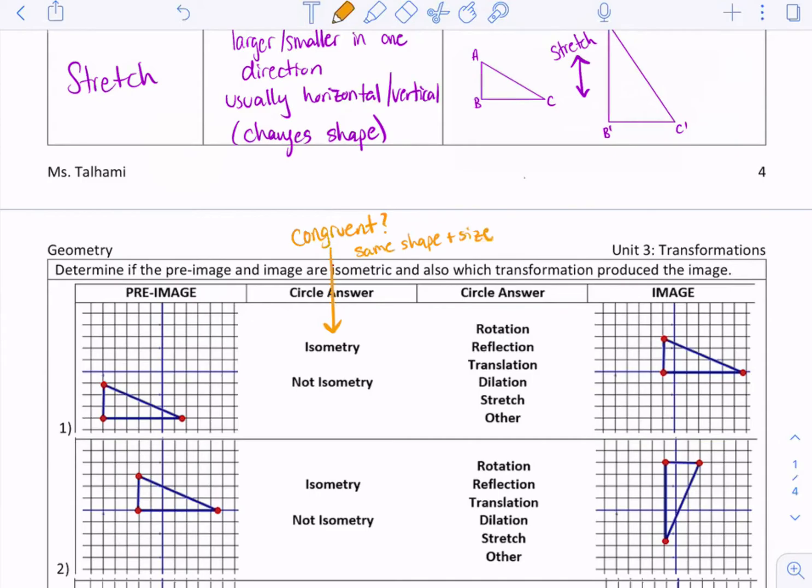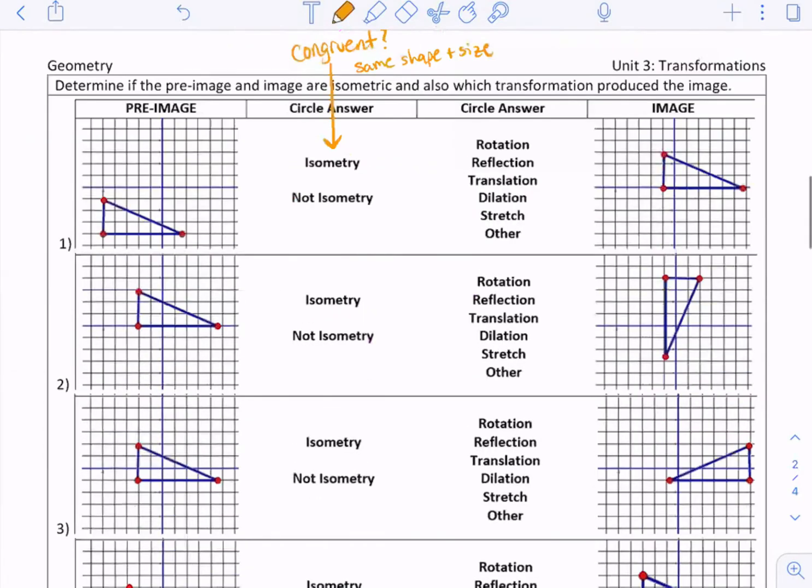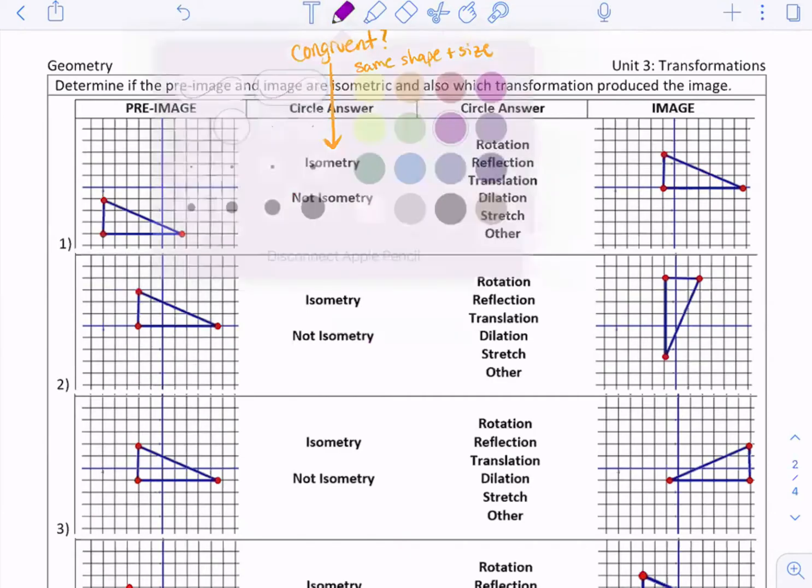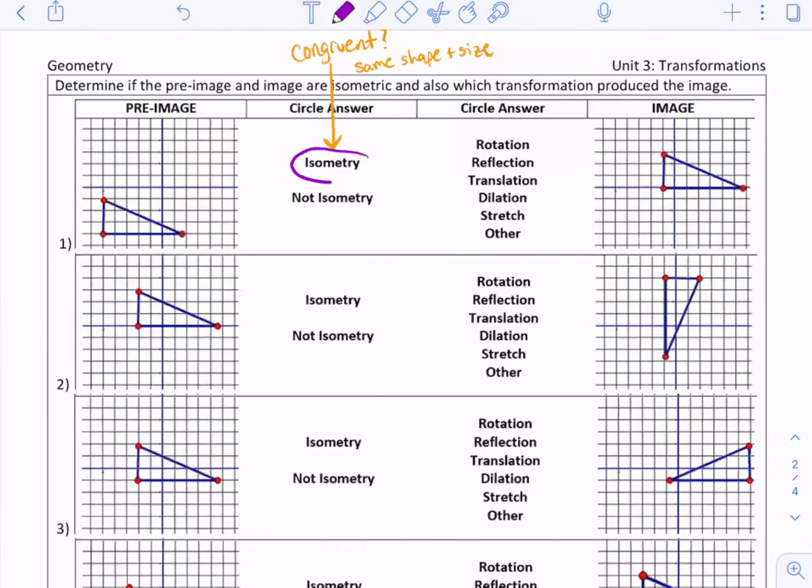So let's do some of these examples. If I take a look here, the triangle starts in the bottom left, ends up further up, moves to the top right, but the shape stayed the same. So all that happened is the shape and the size is the same, and it moved. So since it's just a move, this is a translation.